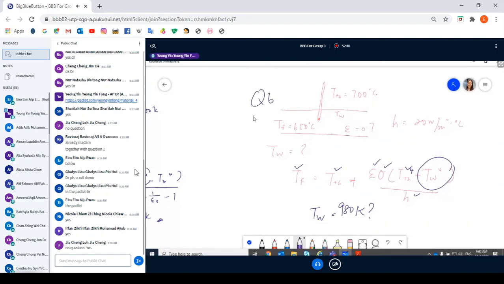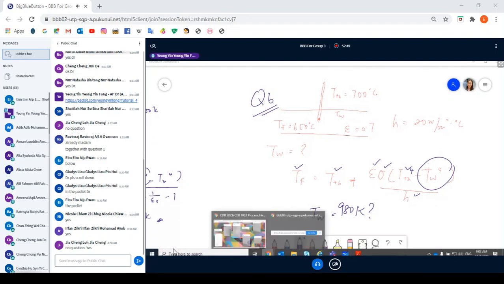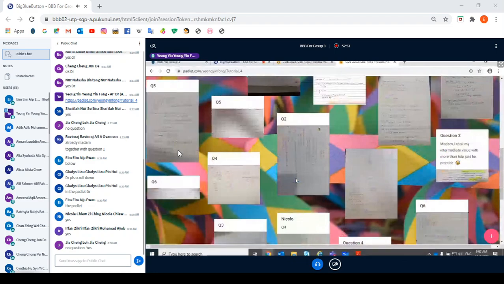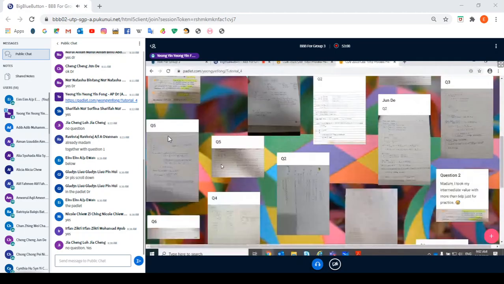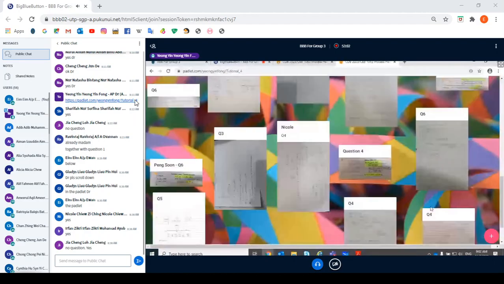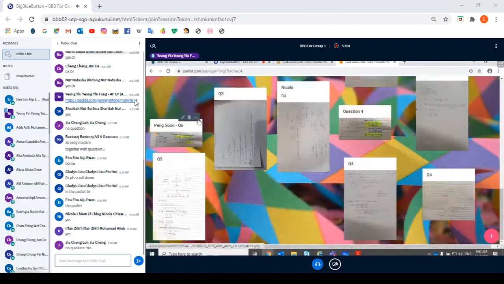Yes, Q6. We have answered all the questions in tutorial 4 already. So, students, this one is free access. I guess you all can refer to the answer over here for revision purposes, or you can jot down your answer. All the students got the correct answer. Very good.